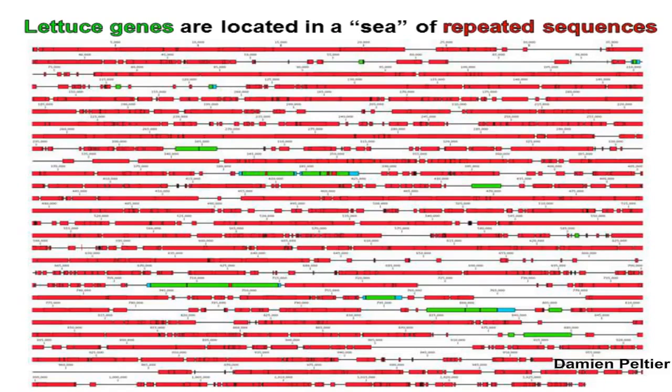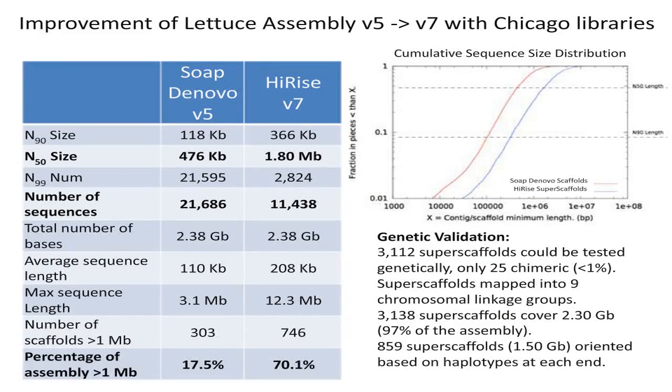However, forget the numbers. This is really what the lettuce genome looks like. A lot of retrotransposons, and the genes are buried in this mass of repeats. So this really puts a challenge on doing genome assembly with Illumina reads.